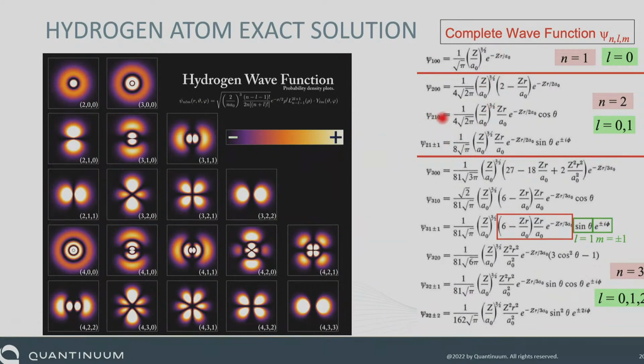And then when you start to have 2, 1, 0, and 2, 1, 1, anything with l equals 1, that's a p orbital, and that's when you get these dumbbell-like shapes here. But what I'm trying to show is that the shapes of all of the hydrogen orbitals come from the solutions of the spherically symmetric single particle wave function.